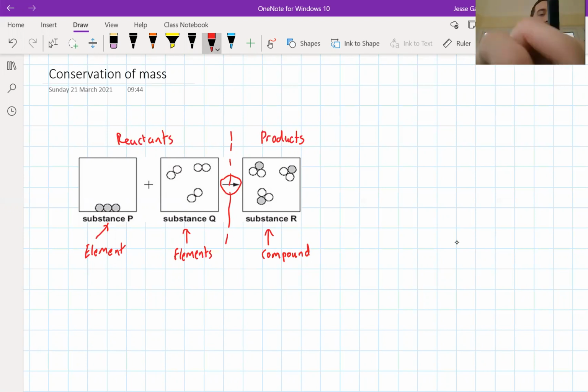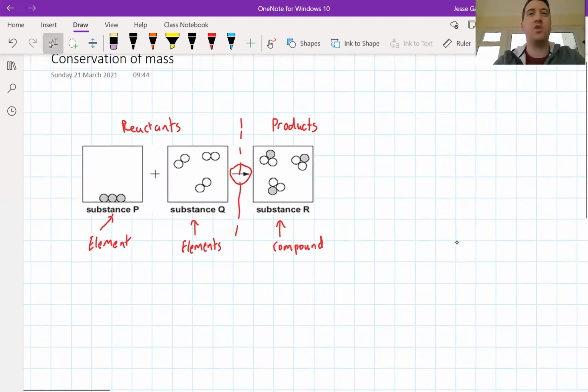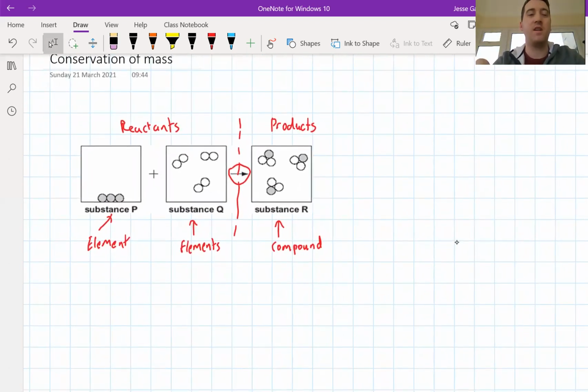What I also want you to notice, and this is what we're looking at today, this is what's new, is that you should be able to see that the atoms involved at the start, all of them are still there at the end. None of them have vanished, and no other new atoms are there.